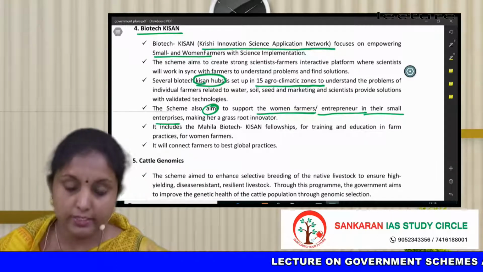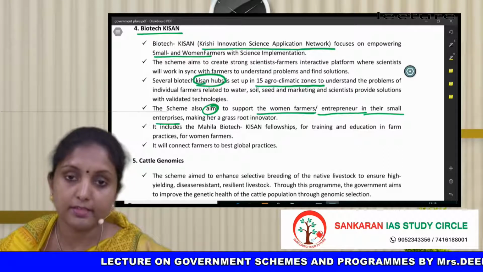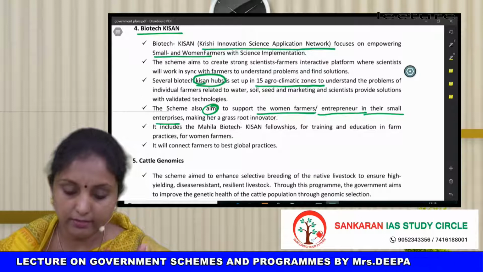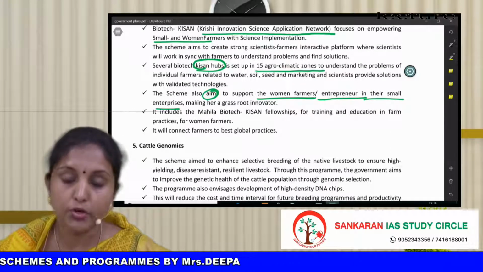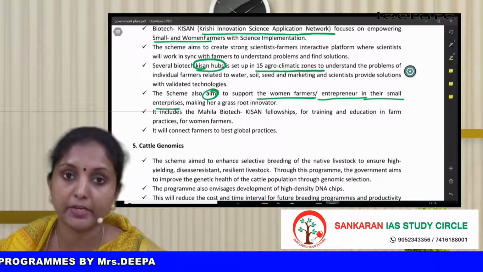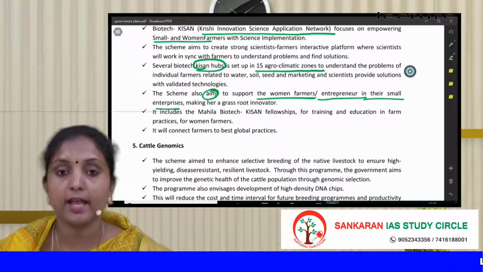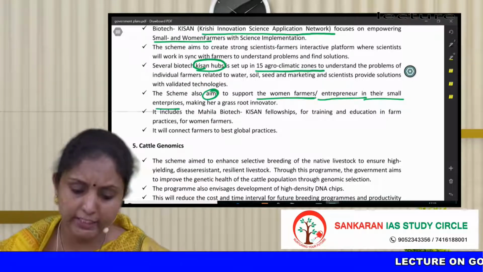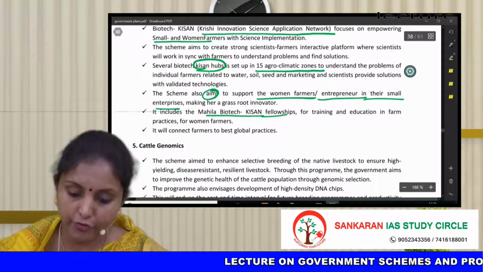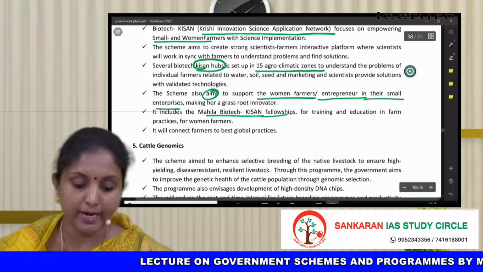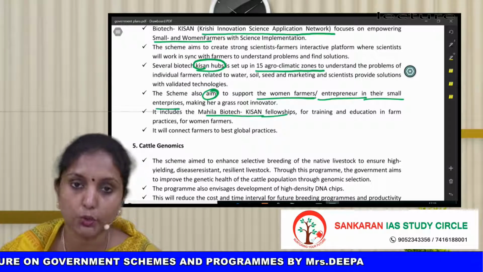So, my dear friends, remember Biotech Kisan, under this, women are given a big role, where this program wants to increase the participation level of women by providing them the right skills or the trainings and the support. It includes Mahila Biotech Kisan Fellowships for training, education, and farm practices for women farmers. It will connect farmers to best global practices.